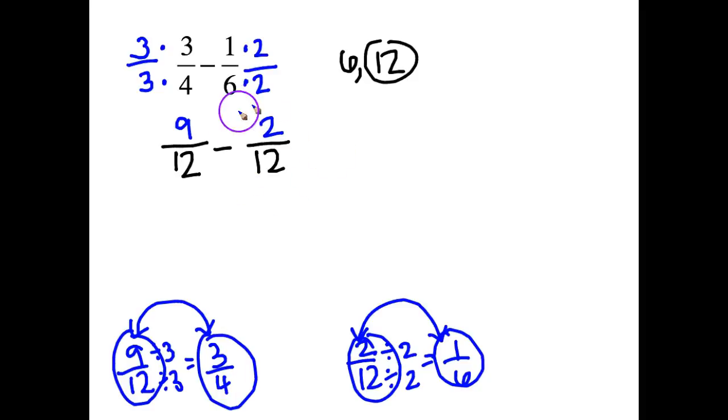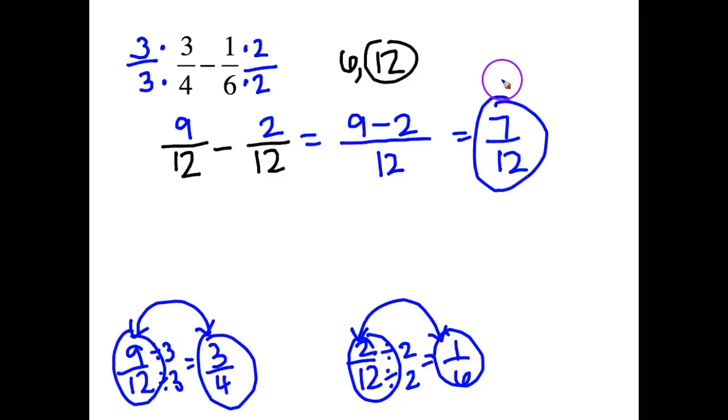So now that I have common denominators, I'm going to go ahead and rewrite this. I know my denominator is going to be 12, now that they're in common. And I'm just going to go ahead and write this expression down. 9 minus 2. 9 minus 2 is 7. 12 is going to remain my denominator, so my answer is 7/12. So that's all there is to adding and subtracting fractions. So let's go ahead and keep moving on to the next example.